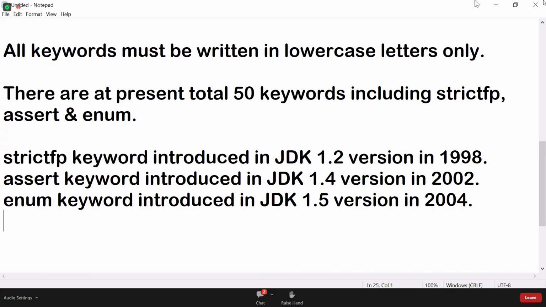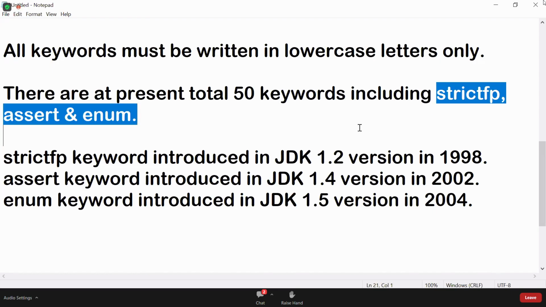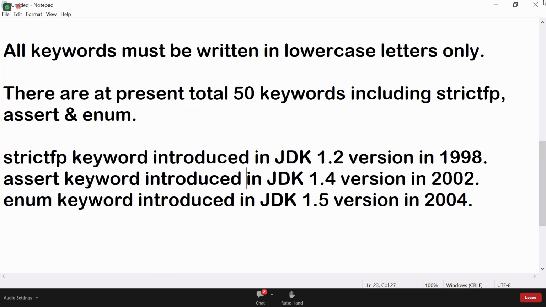Okay. See, starting 47 keywords. Later, these three came: one in 1.2, one in 1.4, one in 1.5. Java 14 onwards, 10 plus keywords came. Like that, up to Java 19, I'll cover everything. Okay. Don't worry. See, this is about keywords.